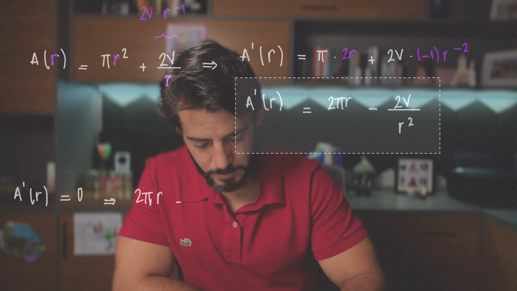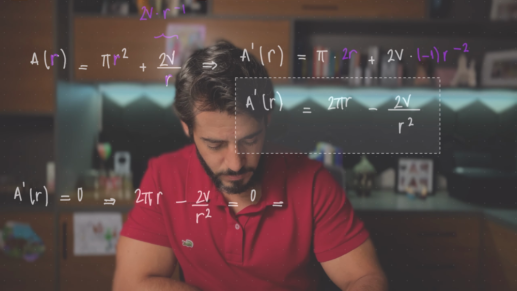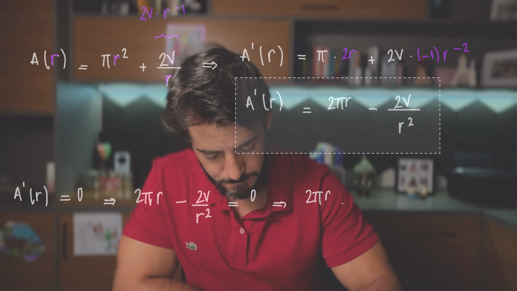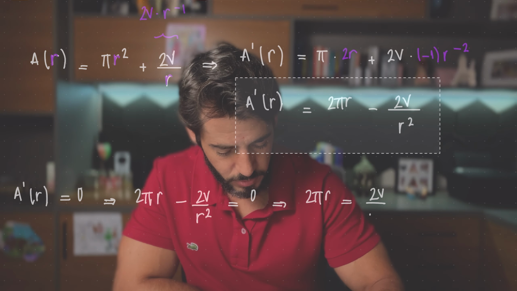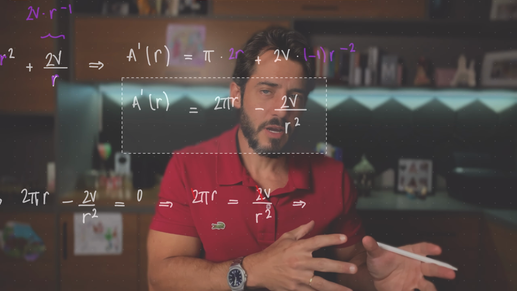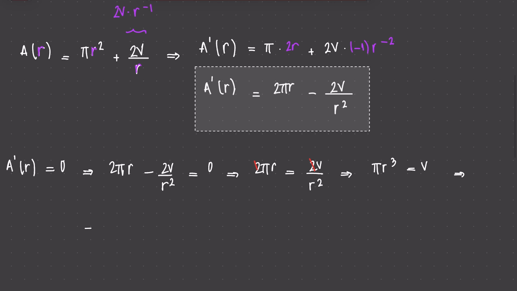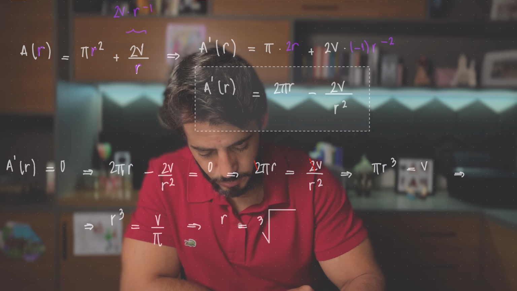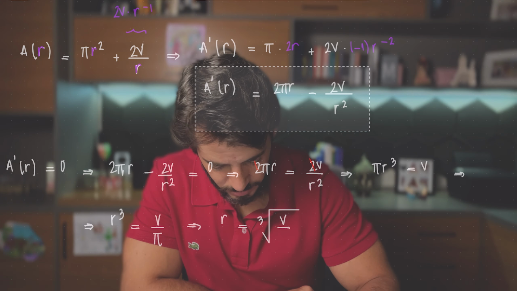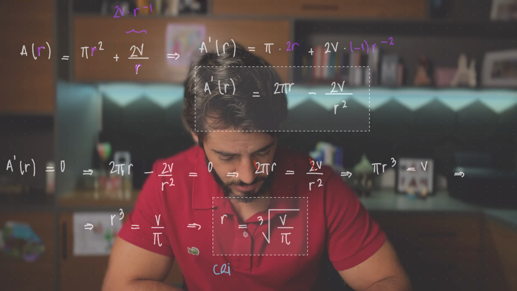So 2 pi r minus 2V over r squared is equal to 0. Therefore, we have 2 pi r equal to 2V over r squared. We can simplify the 2's and cross-multiply the r squared from the denominator of the right-hand side to the left-hand side. So we have pi r cubed equal to V, which means that r cubed is equal to V over pi. Therefore, r is equal to the cube root, which is a beautiful answer, the cube root of V over pi. So this is the critical point.